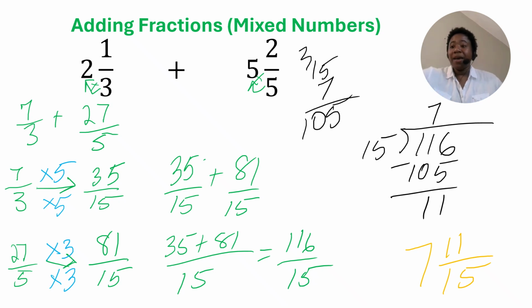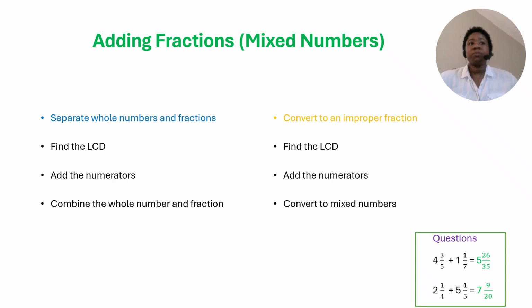So we got the same answer by two different ways. It depends on how comfortable the student is with their division and multiplication. We used two different ways. The first way is by separating the whole numbers, adding them, separating the fractions, adding them, and then combining them at the end. The second way is by converting the mixed numbers to improper fractions, adding the improper fractions, and then converting the improper fractions back to mixed numbers. Two different ways, same answer.